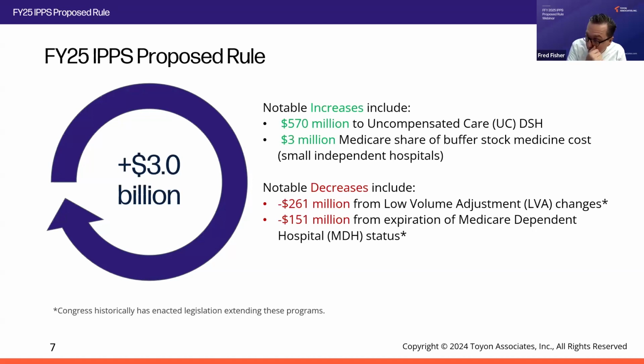Notable decreases though, if you're a provider that receives the low volume adjustment, and Robert Howie's going to talk about this later, or if you're a Medicare dependent hospital, both of those provisions are set to expire during 2025 at some point. Historically, Congress has enacted legislation to continue these programs. I think the Medicare dependent status has been going on for over 30 years. Low volume, what I'll call the more relaxed rules for that low volume adjustment, have been going on for a few years as well. So we'll see, I would expect at least the Medicare dependent status to be continued.